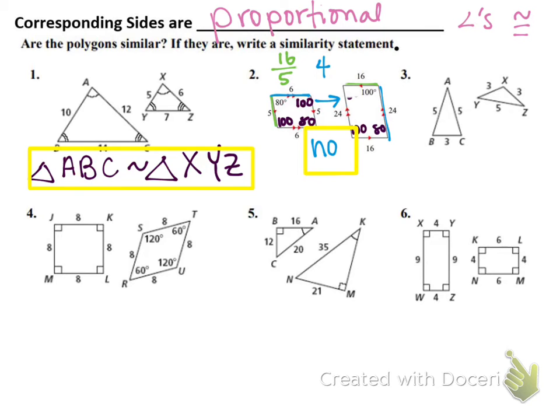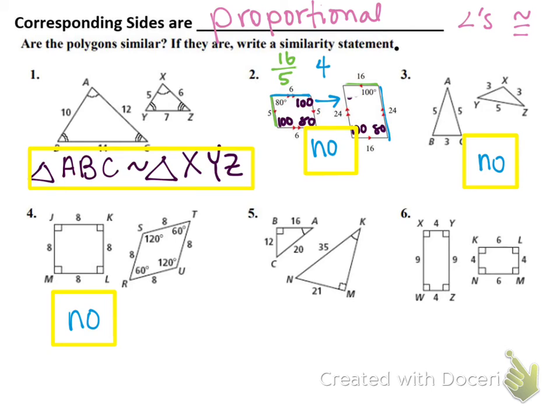This one you can probably figure out. Similar means they're the same shape, different sizes. Are these two the same shape, different size? They are not. So no. The angles would have to be congruent, the corresponding angles, and that's just not going to happen here. Number 4, are they the same shape, different sizes? No. The angles aren't the same. One's a rectangle, one's a rhombus.